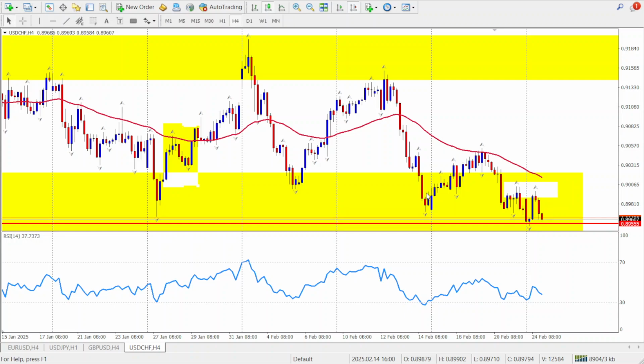This simple yet effective tool can dramatically improve how you identify reversal points and key price levels.